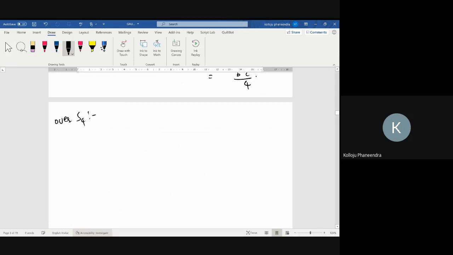Over S4. What is the equation of S4? This is y, and this is z, and this is x, this is a. Now actually what is this? This is S3. S4 means this one. So what is the unit normal vector? Obviously outside to the surface, positive i bar.